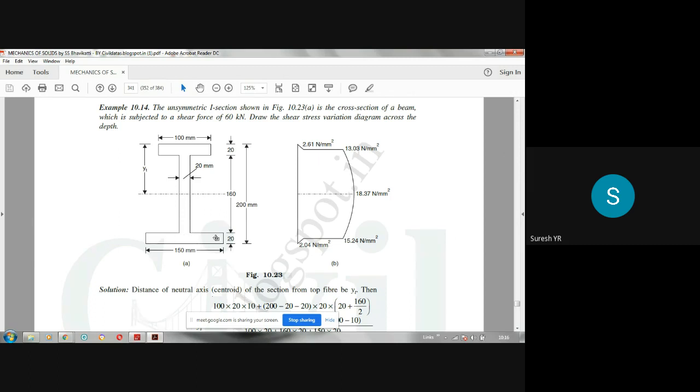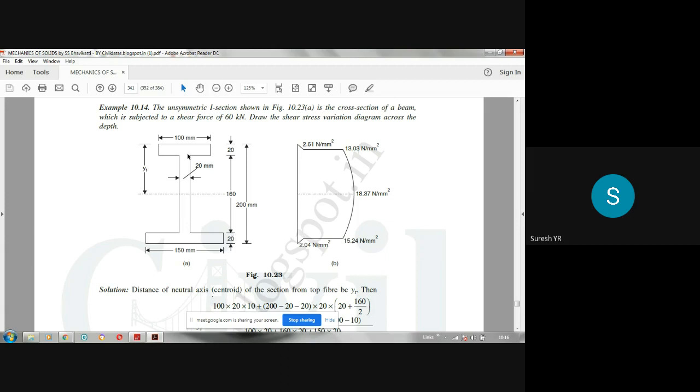So when you are finding the shear stress at this junction, for the bottom of the flange you have to take B equal to 100. For the top of the web you have to take B equal to 20. All the other things remain the same. When you are calculating the shear stress here, for the top of the bottom flange, B is 150. But for the bottom of the web, B is 20. Once again, you have two values here.